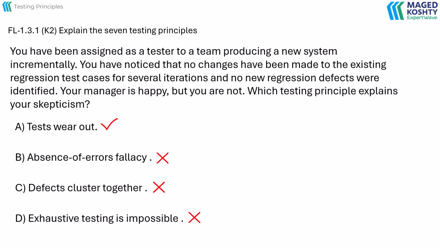Some might get confused with the absence of errors fallacy, as no new errors have been discovered in this situation. However, the absence of errors is about not finding defects before checking with the customer to see if the product is really what they want or satisfies their needs. This is not the case in our situation, as the customer was not mentioned anywhere. The absence of errors fallacy is about the wrong belief that just finding and fixing a large number of defects will ensure the success of a system.